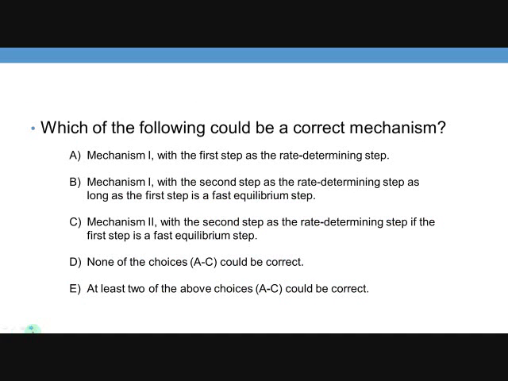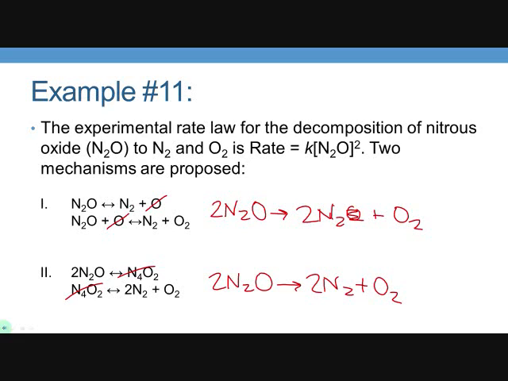Okay, mechanism 1 with the first step is rate determining. Mechanism 2 with the second step is rate determining, as long as the first step is fast. Now, the equilibrium arrow is the back and forth arrow. So that means that not only can you turn reactants into products, but the products could go back into reactants. That's the whole point of a fast equilibrium reaction: it can quickly go back to its original reactants. And that's important, okay?